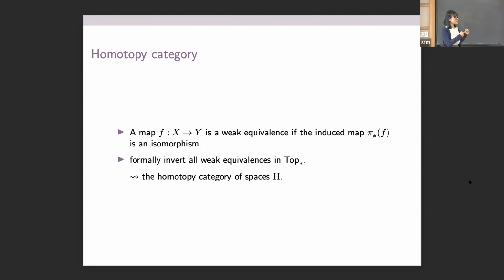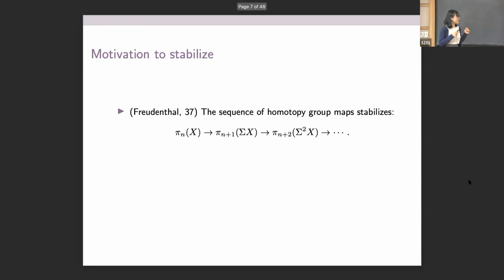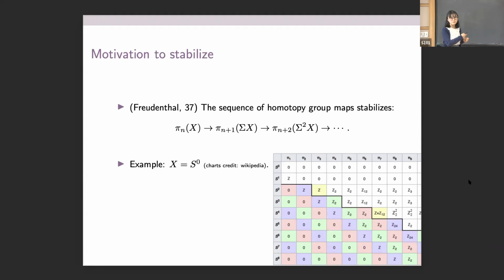And now let's do stable. So the motivation to stabilize things is in Freudenthal's suspension theorem. It says that this sequence of homotopy group maps stabilizes. Let's jump to this example to see what this theorem means. So we can take the space X to be the degree zero sphere. And the first object, the suspension of X, would be S1, and the suspension of that would be S2.